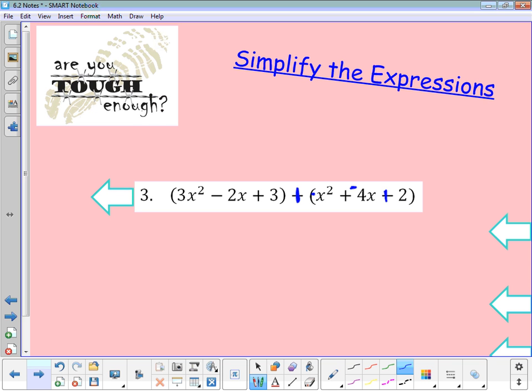And now I just look for my like terms. Remember that like terms have the same variable part. So here I have a 3x squared. There I have a negative x squared. 3 minus 1 is 2x squared.